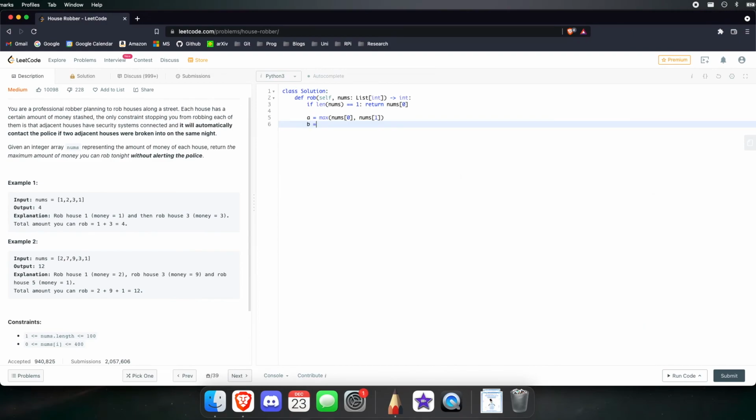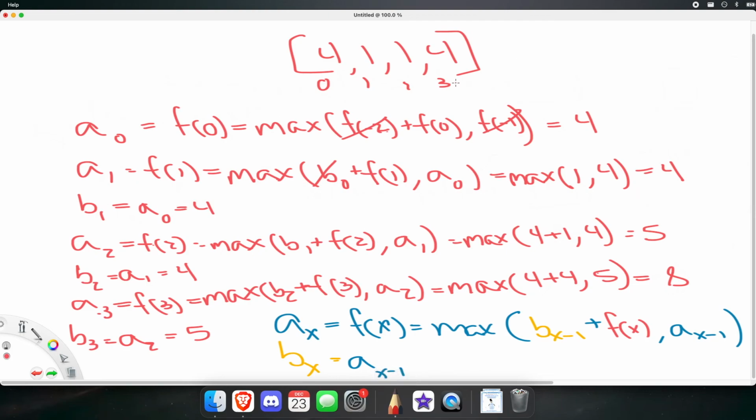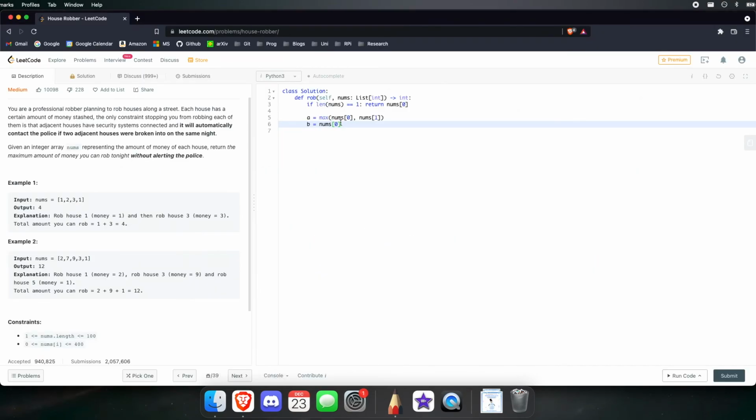And b, we can set that equal to the first. The reason why we're setting it equal to the first is because we can call this b of 1. So when we have two numbers, b is equal to whatever a of 0 was, and a of 0 is always going to be the first one. So that's why we set b equal to nums of 0.